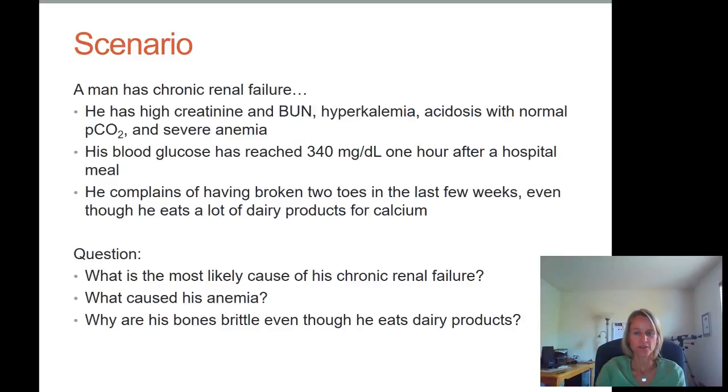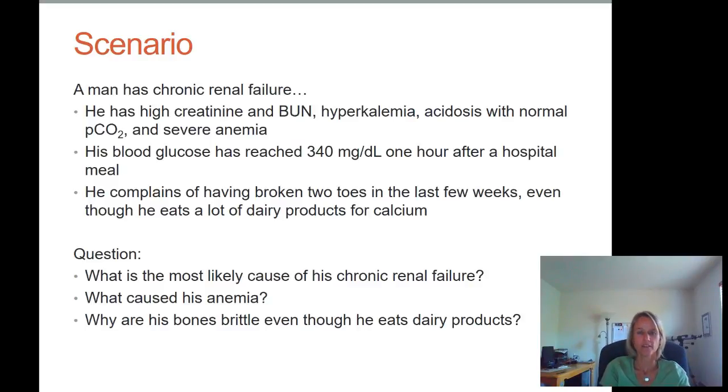Oh, I guess we should go through the scenario. So almost done. We have a man with chronic renal failure. He has a high creatinine and BUN, hyperkalemia, acidosis with a normal PCO2. He also has severe anemia. His blood glucose has reached 340 milligrams per deciliter 1 hour after a hospital meal. He complains of having broken 2 toes in the last few weeks, even though he eats a lot of dairy products for calcium. So what is the most likely cause of his chronic renal failure? Take a look. See what you think.